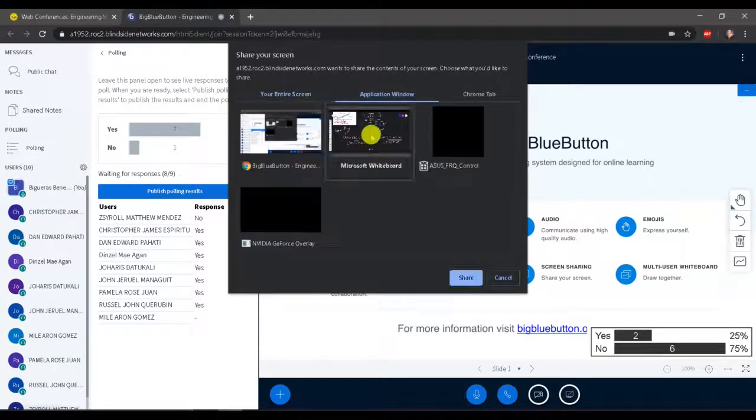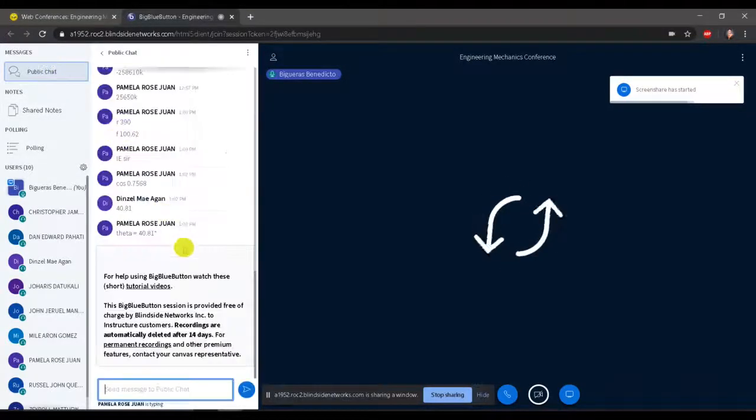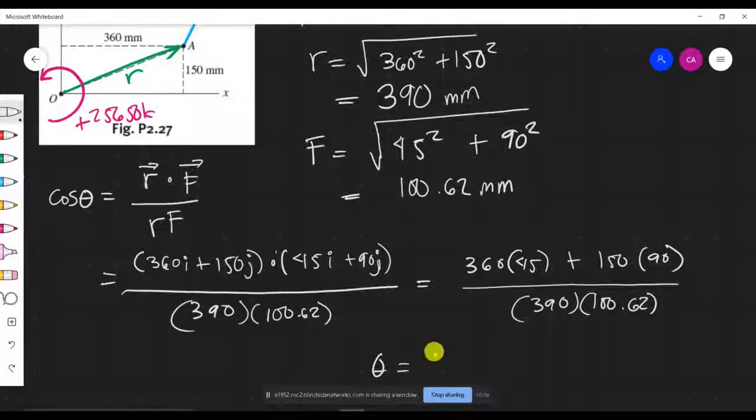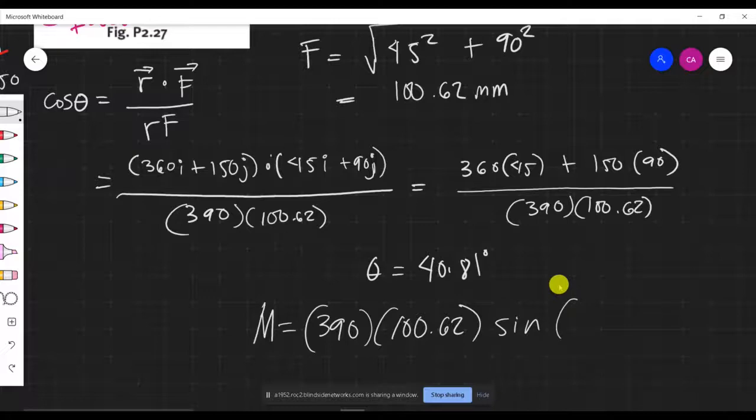Okay, so balik tayo dito. Okay, so ano nga pala yung angle natin? Nakalimutan kong tignan. 40.81. Okay? So, syempre, we are expecting na medyo may konting pinagkaiba ng sagot natin, pero basically pareho lang. So, now, since kompleto na yung ating formula, M is equals to 390 times 100.62, this is F, then sine 40.81. Now, what is the magnitude of the moment?